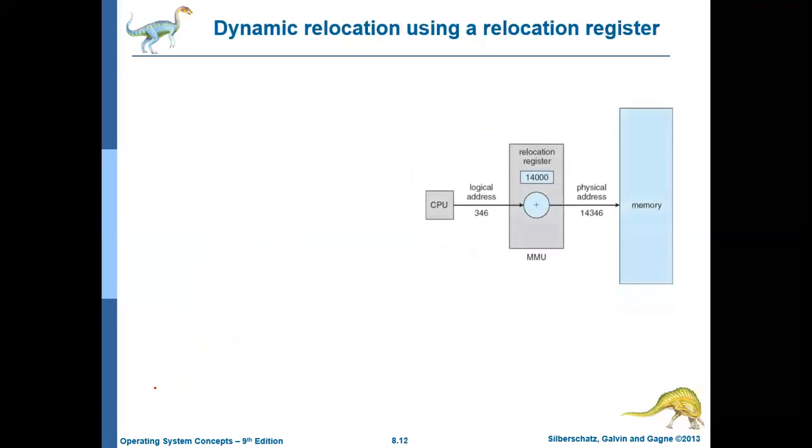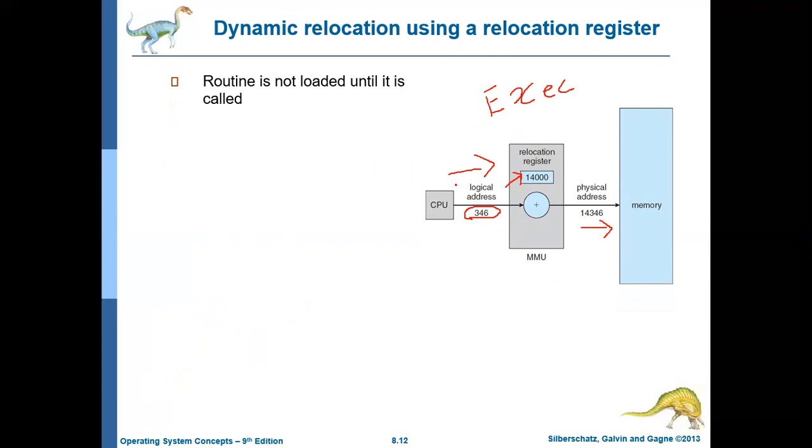Now let us see how it happens with an example. Assume that the CPU is creating a logical address 346. This is the address created by the CPU, which is 346. But now we are using execution time binding, so the actual mapping to the physical address will be done at runtime. There will be a register called the relocation register, which is nothing but the base register. Whatever the content in the relocation register will be added to the logical address. As a result, what you get will be the actual physical address.